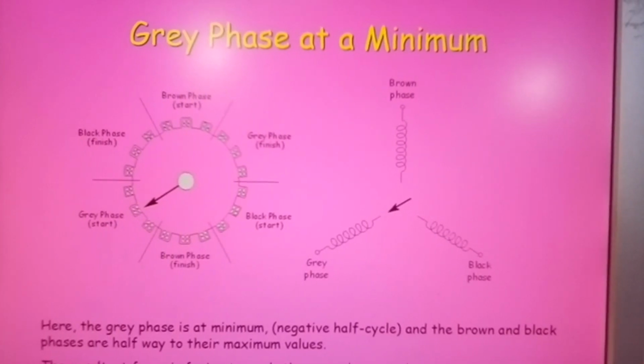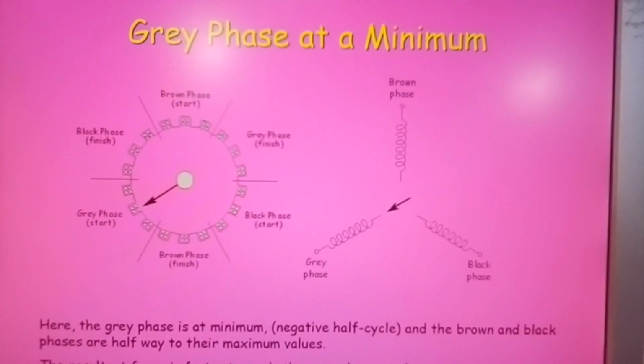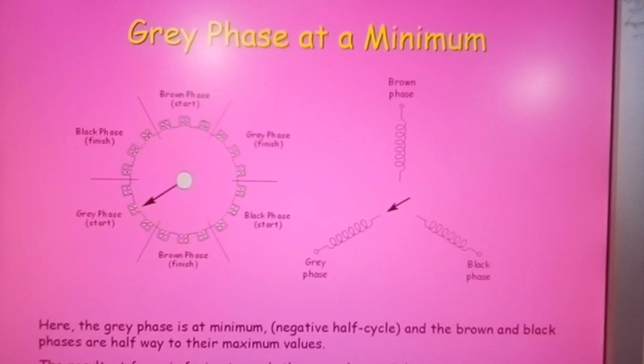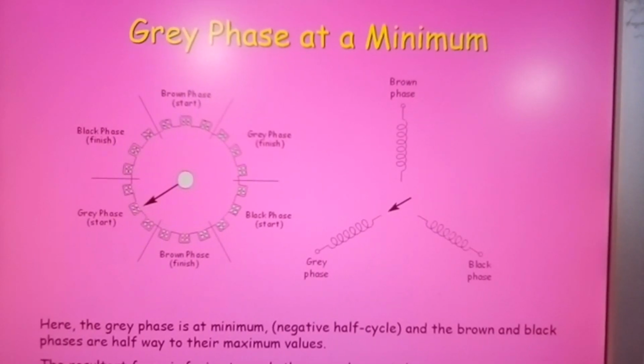Now here the grey phase is at minimum, negative half cycle, and the brown and black phases are halfway to their maximum values. The resultant force is facing towards the grey phase winding. The resultant magnetic field has moved 60 degrees clockwise.